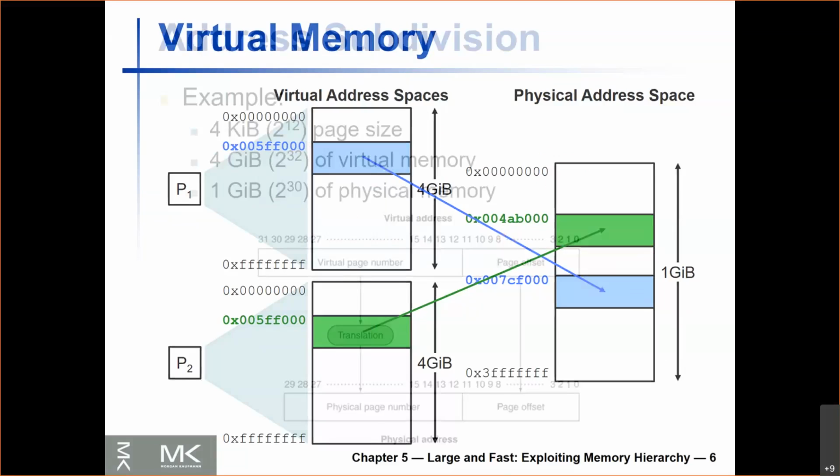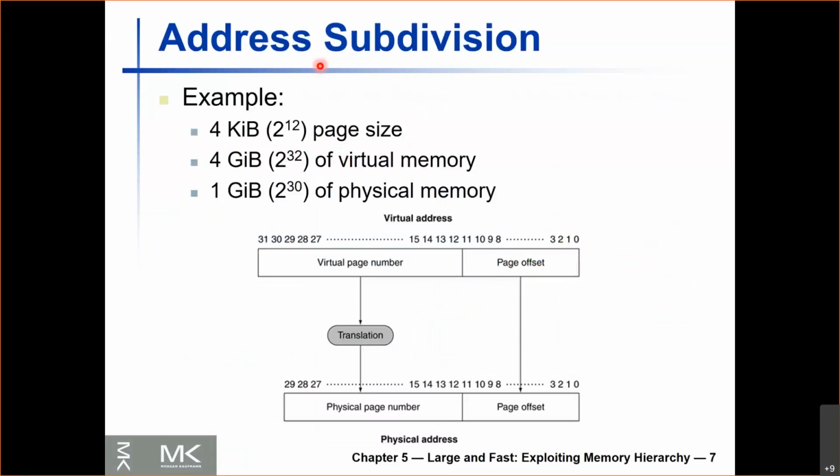And we said to do that, we need address translation. For address translation, we need to take a virtual address and translate it to a physical address. And we said that we do that at the granularity of pages. So every page in virtual memory maps to a page in physical memory. And a typical size of pages is 4 kilobytes.